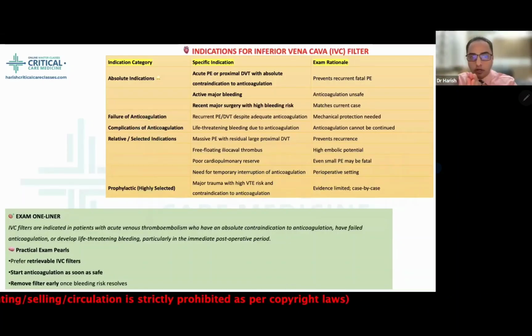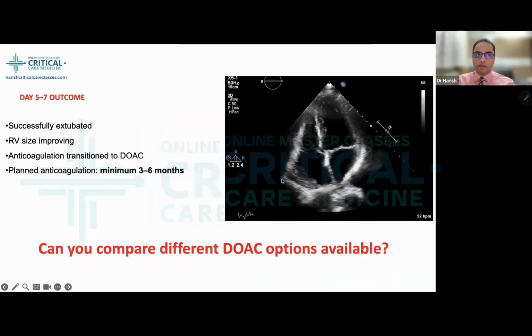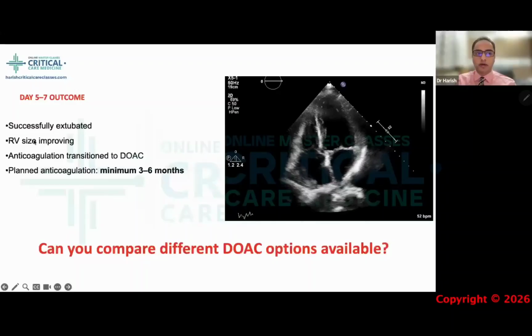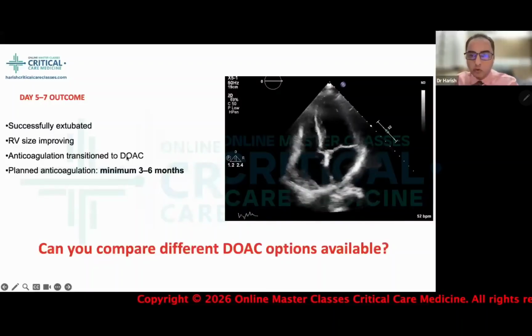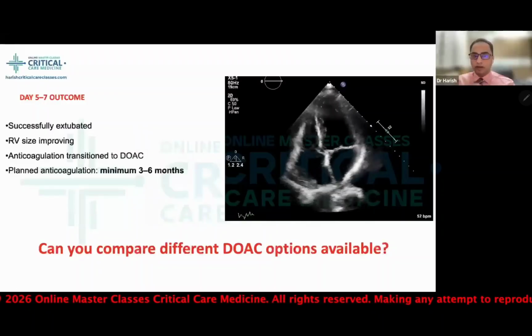So start anticoagulation as soon as the risk of bleeding is gone. Okay, even on IVC filter, the patient requires anticoagulation. So remove the filter early once bleeding risk is resolved and we are able to restart the anticoagulation. So that is on the IVC filter. Okay. So over the next 5 to 7 days, our patient successfully got extubated. RV size is improving. There is no RV dilatation. So anticoagulation was transitioned to direct oral anticoagulant. So we planned for somewhere around 3 to 6 months of anticoagulation.